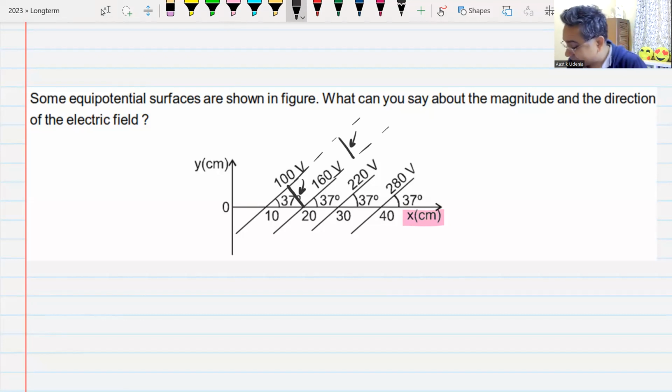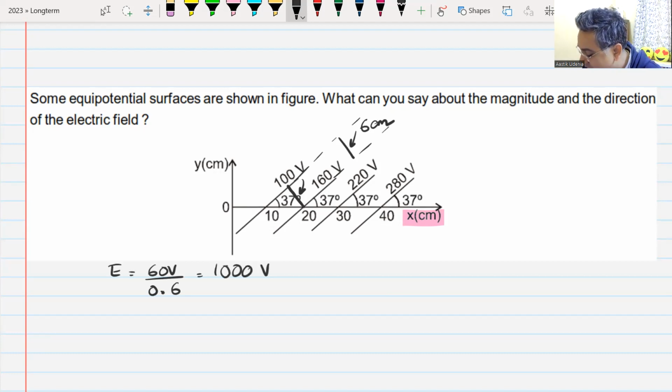And that will be the hypotenuse is 10 and this is 10 sine 37. Yes or no? Yes, sir. So that will be 6 centimeter. Yes or no? Yes, sir. The difference in potential is 60 volt divided by 0.6 meters. Yes or no? Yes, sir. So your electric field becomes 1000 volt per meter, not 10 volt per meter. We understand this? Yes, sir. Everyone understands this? Yes, sir.